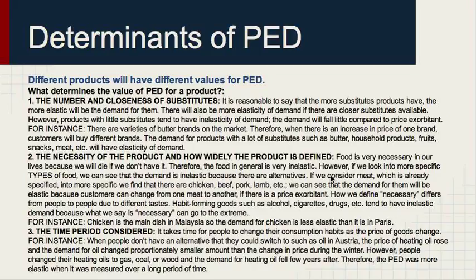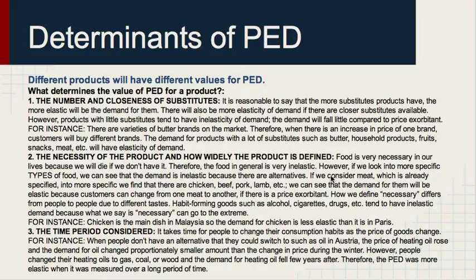And how we define necessity differs from person to person because we have different tastes. Habit-forming goods such as alcohol, cigarettes, and drugs tend to have an elasticity of demand because what we think is necessary is different, and can go to extremes.